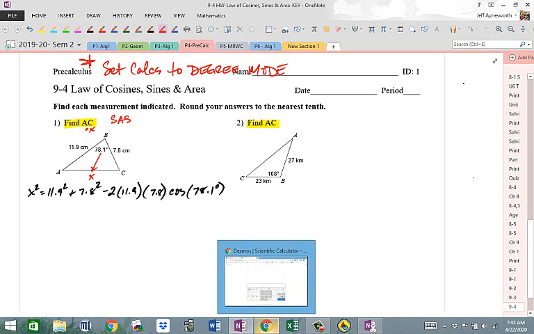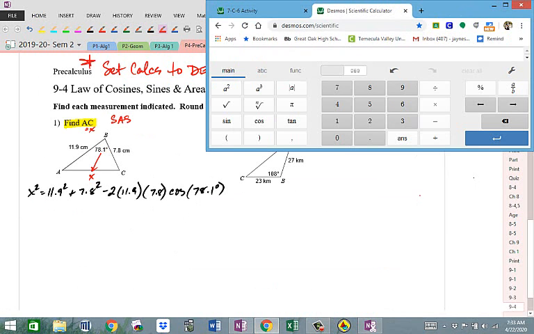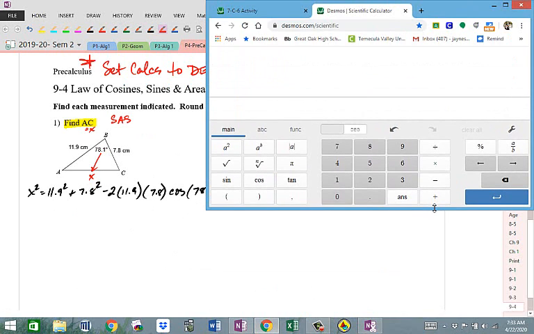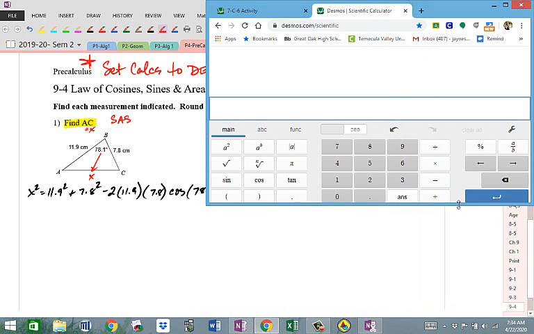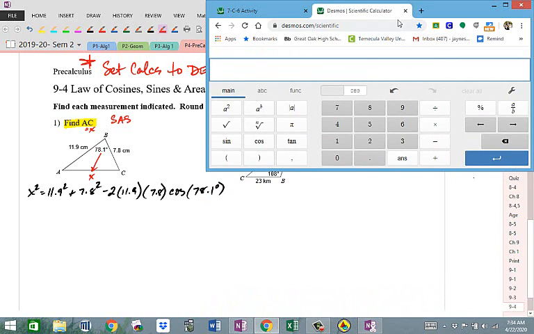Let me see if I can decrease the size of the window here so I can see my work. Okay, this is kind of nice. Let's see if this is going to work for me here. Yeah, this might work. I might be able to use Desmos right here. Keep the window small so I can see it.